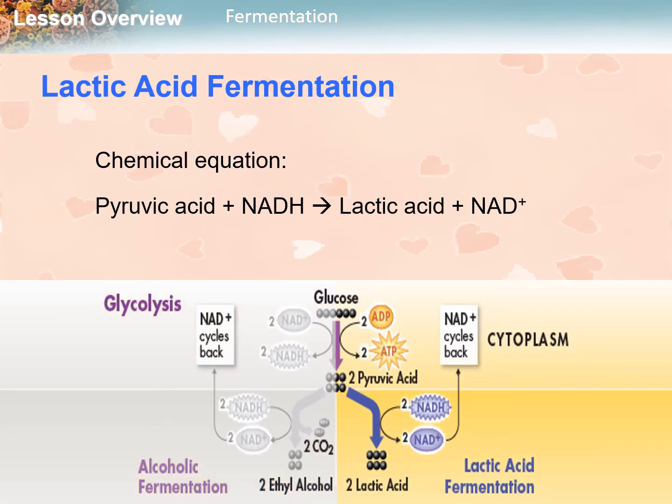In lactic acid fermentation, most organisms, including humans, carry out fermentation using a chemical reaction that converts pyruvic acid to lactic acid. So the equation would be pyruvic acid plus NADH will yield lactic acid instead of alcohol, plus NAD+.